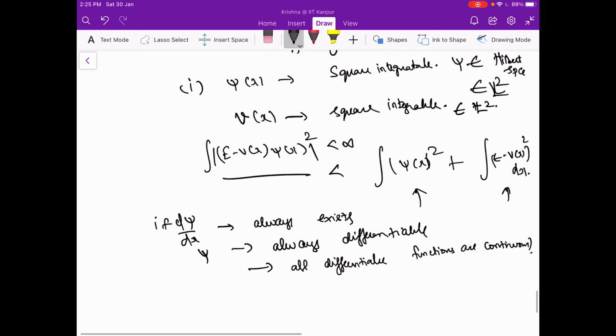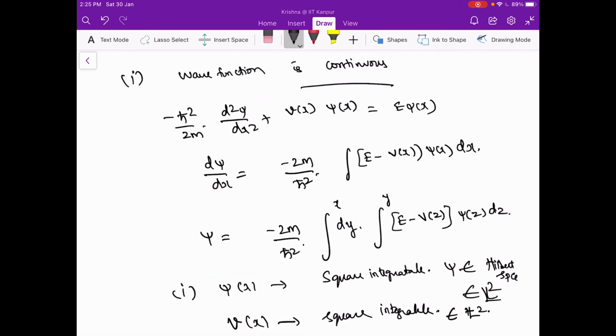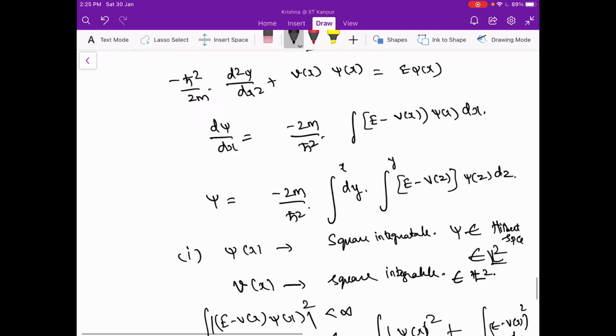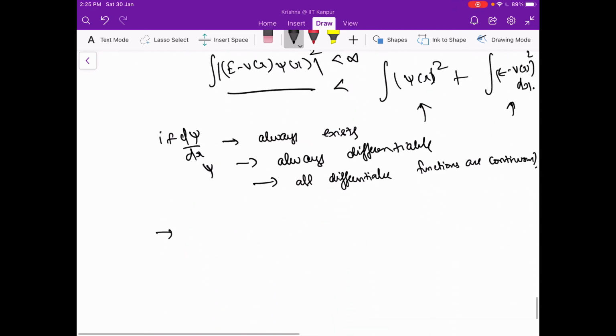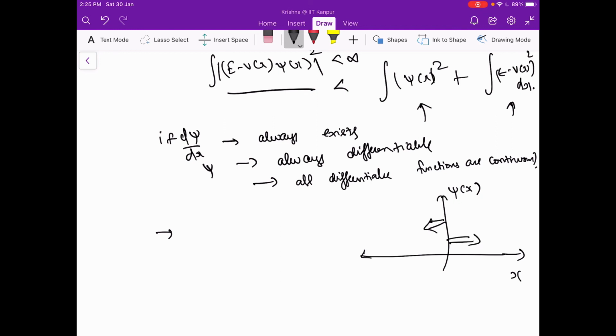Right? So basically we have come to a conclusion that if you take the potential and the wave function to be square integrable, the wave function should be continuous. So what does it mean that the wave function is continuous? We have two regions, psi of x, something which exists here and something which exists here. At any point, you can approach the wave function from the left-hand side and from the right-hand side, and they should always be the same as the limit tends to that particular point.